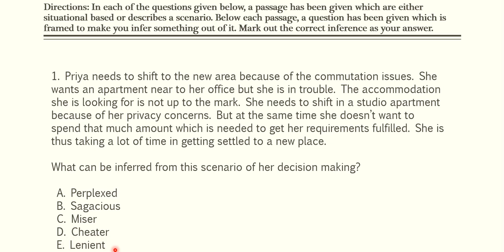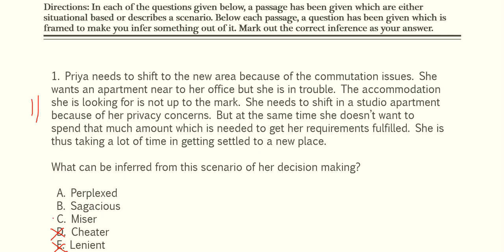We call lenient. So, is Priya lenient? No. Nothing is mentioned in the passage, right? Nowhere it is mentioned that she is not strict. So we opt this out. Cheater. Where is it mentioned that she is a cheater? Did she cheat anyone? Nowhere it is mentioned in the passage. And one thing you must know that in inference based questions we cannot assume anything, right? Whatever is given in the passage we will have to depend on it. Fine. We cannot assume anything out of our mind, right?